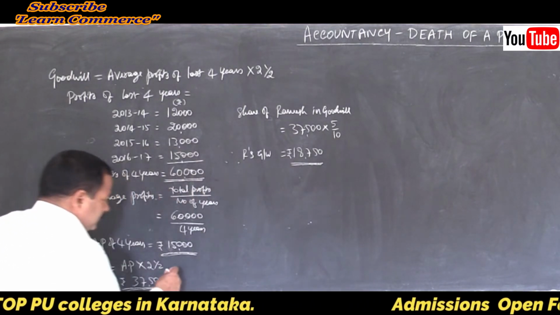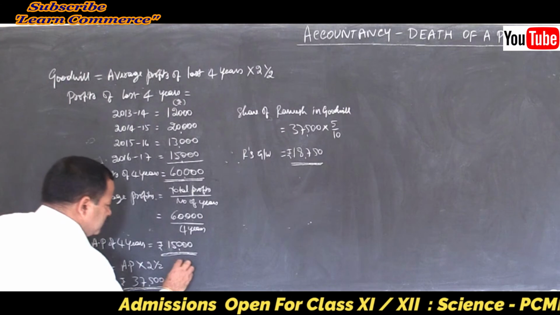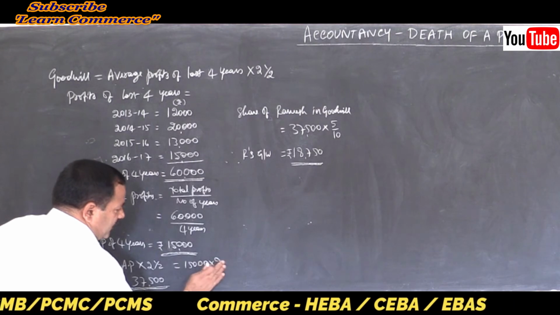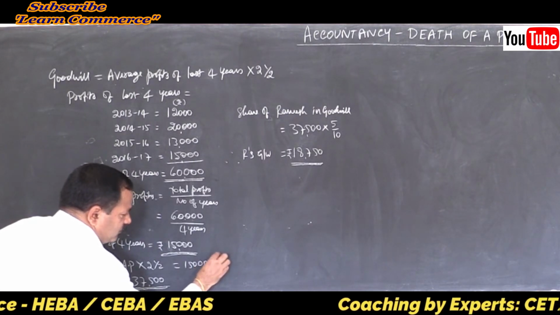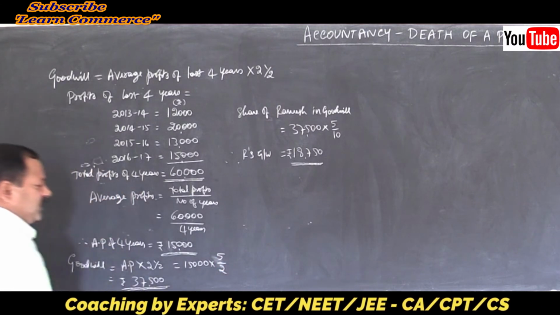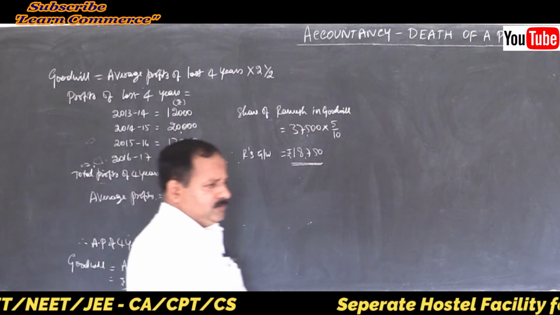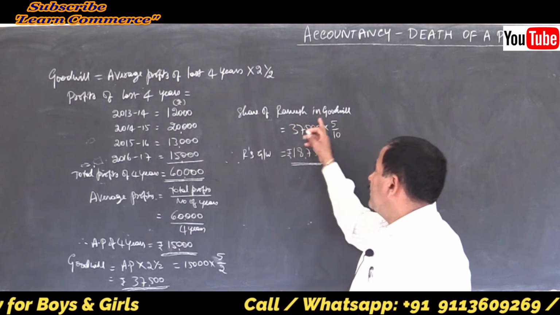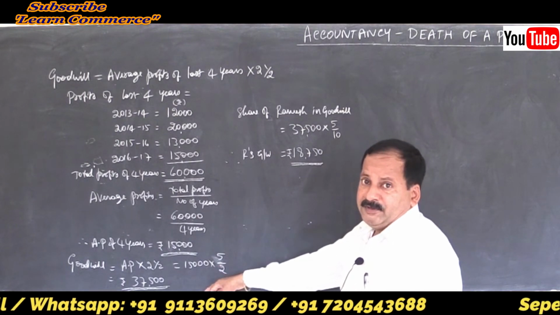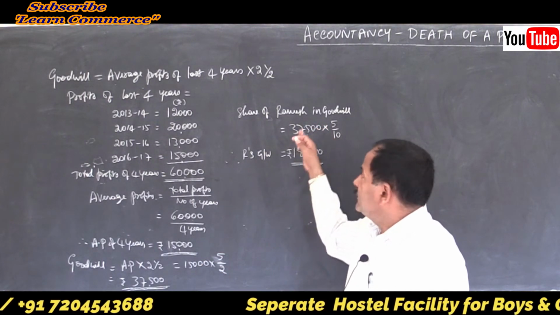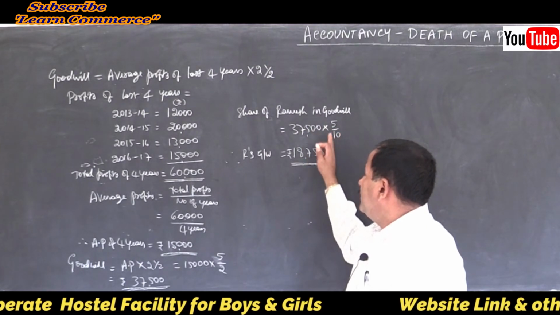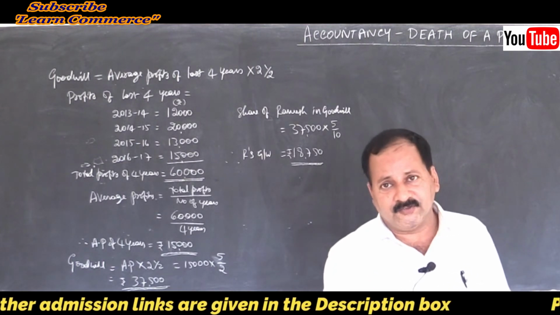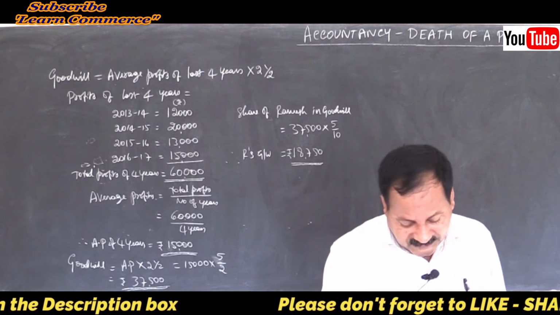If you want, write here: goodwill is equal to 15,000 into 2.5, or you can write like this. 2.5 can be converted into 5 by 2, right? So 37,500. This is the goodwill of the firm. Now we have to calculate the share of Ramesh in goodwill. So Ramesh's goodwill is equal to 37,500 into his share, 5 by 10, is equal to rupees 18,750. Understood now? Yes. Now let us move on.